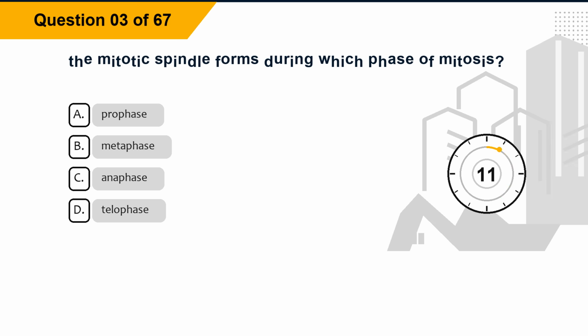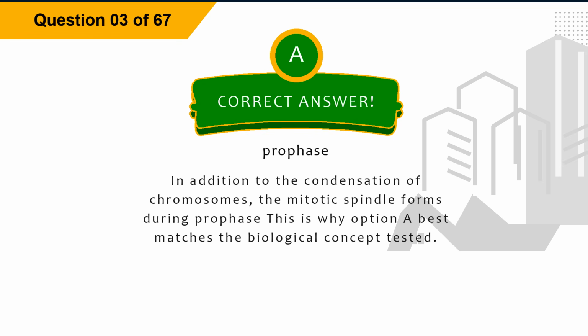Question 3. The mitotic spindle forms during which phase of mitosis? Option A, prophase. Option B, metaphase. Option C, anaphase. Option D, telophase. The correct answer is option A, prophase. Explanation. In addition to the condensation of chromosomes, the mitotic spindle forms during prophase. This is why option A best matches the biological concept tested.